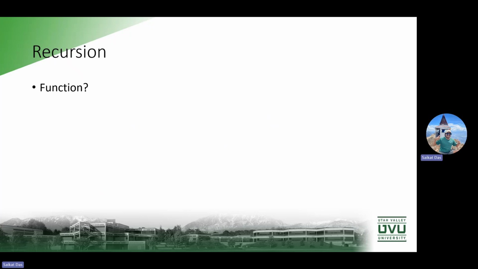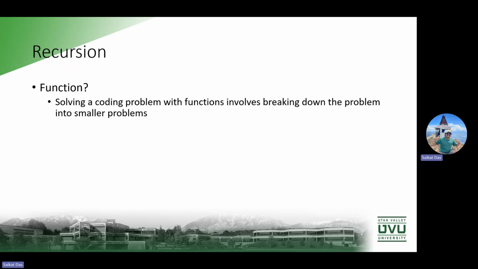We're calling a function again and again. And what happens? If I'm calling a function again and again, it calls the same function. So we have to have some condition to stop it, otherwise it could be an infinite loop, an infinite recursive function. So what is a function? Basically, solving a coding problem with a function involves breaking down the problem into smaller problems.